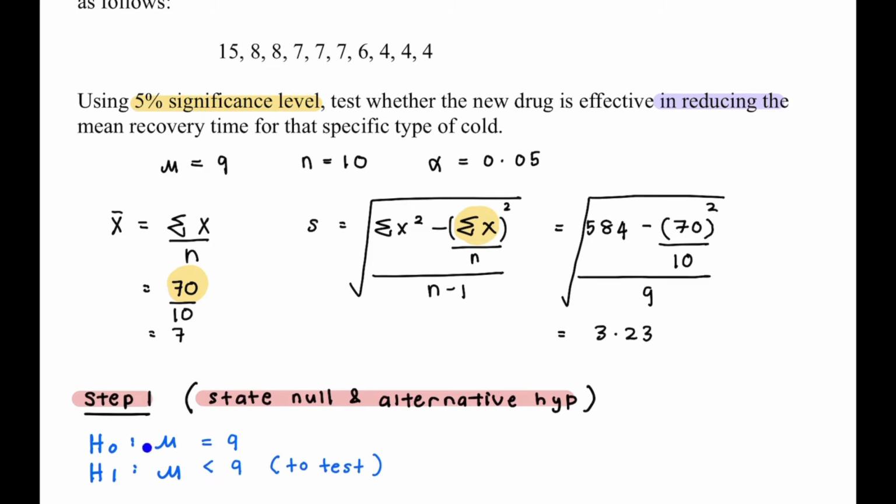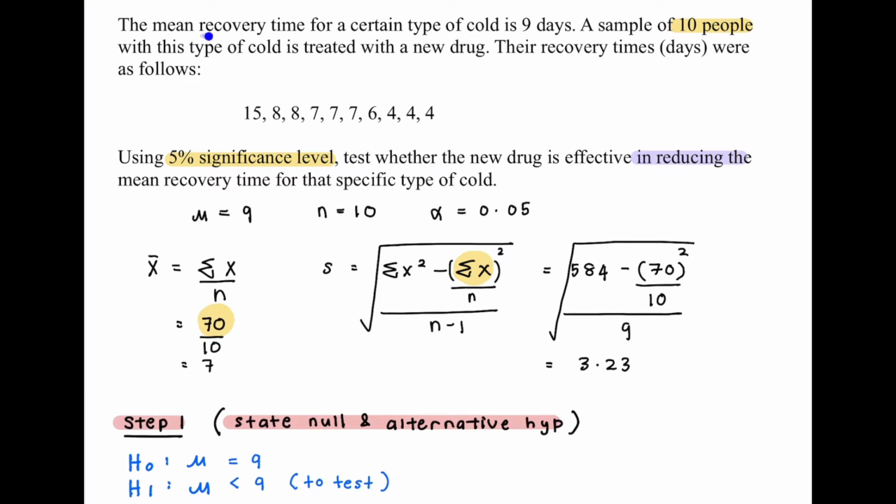symbol here. Then your null will be the contradicting statement. The alternative just now is mu less than 9 days, so your null will be mu equal to 9. Because the first statement mentions that the mean recovery time for a certain type of cold is 9 days, you cannot have here more than or equal to 9, because it is mentioned clearly as 9 days. Okay, so make sure you have the correct step 1 here.